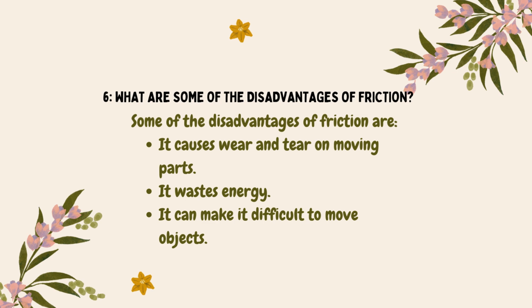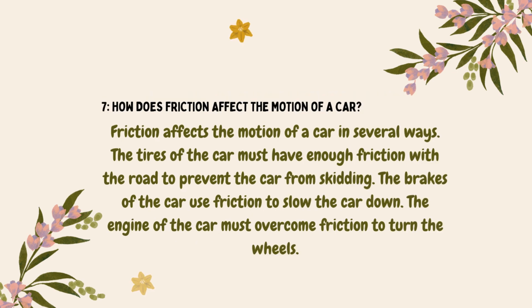7. How does friction affect the motion of a car? Friction affects the motion of a car in several ways. The tires of the car must have enough friction with the road to prevent the car from skidding. The brakes of the car use friction to slow the car down. The engine of the car must overcome friction to turn the wheels.